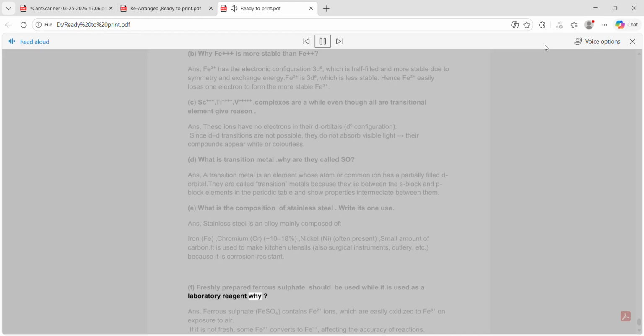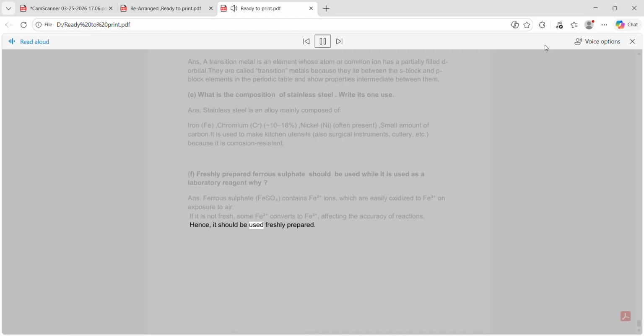F. Freshly prepared ferrous sulfate should be used when it is used as a laboratory reagent. Why? Answer: Ferrous sulfate, FeSO4, contains Fe2+ ions, which are easily oxidized to Fe3+ on exposure to air. If it is not fresh, some Fe2+ converts to Fe3+, affecting the accuracy of reactions. Hence, it should be used freshly prepared.